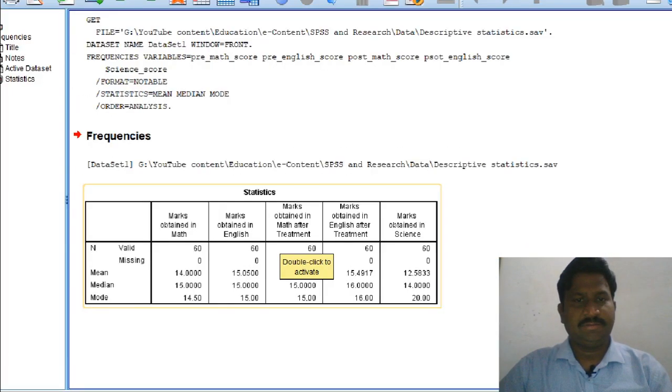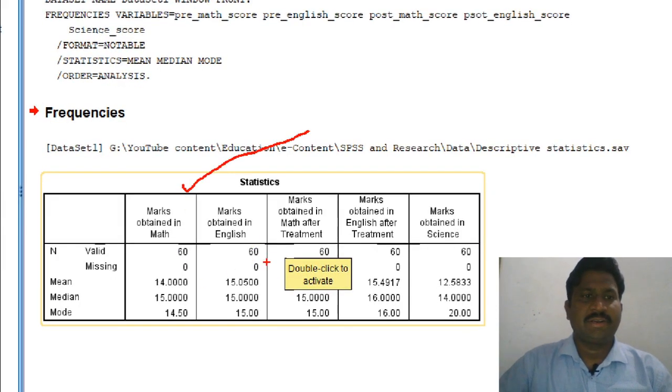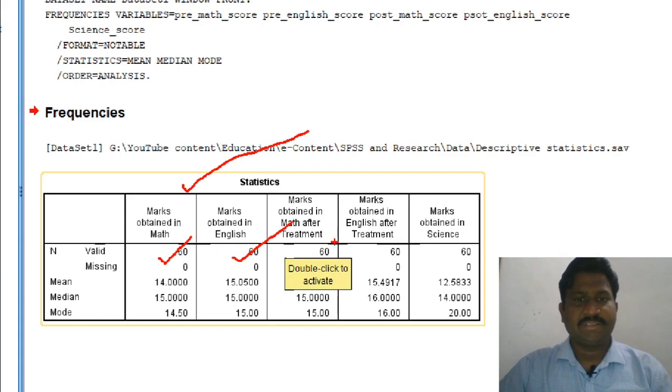This is the statistics table. Look at this. The statistics table will come. Valid cases 60, 60, 60, 60, 60. So the sample size is 60.